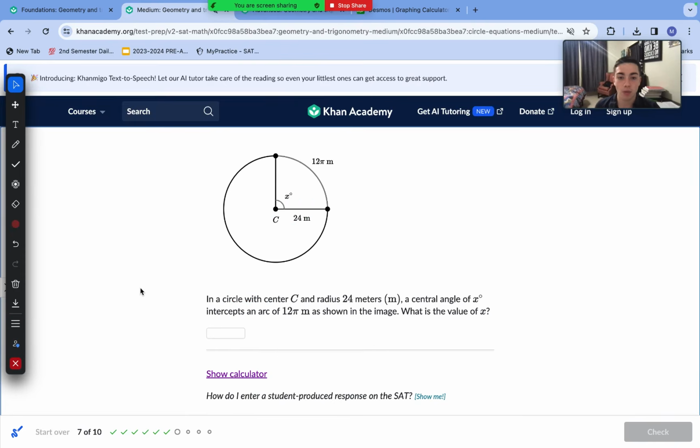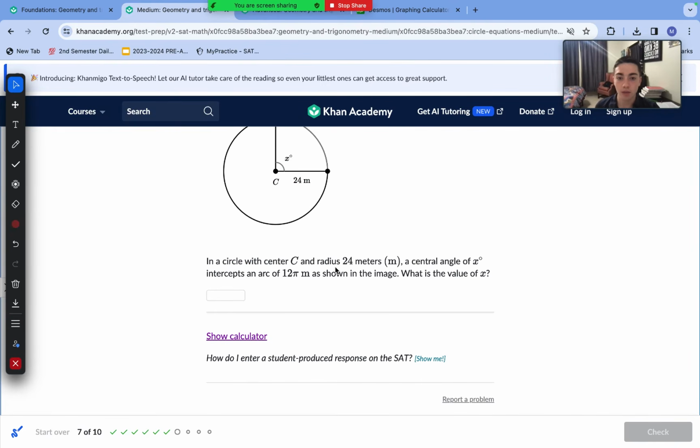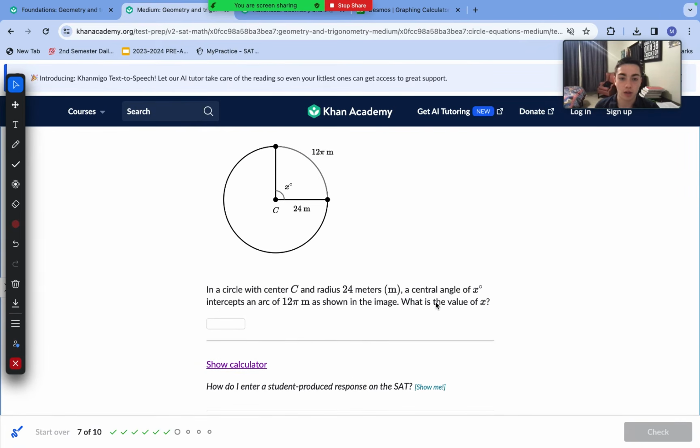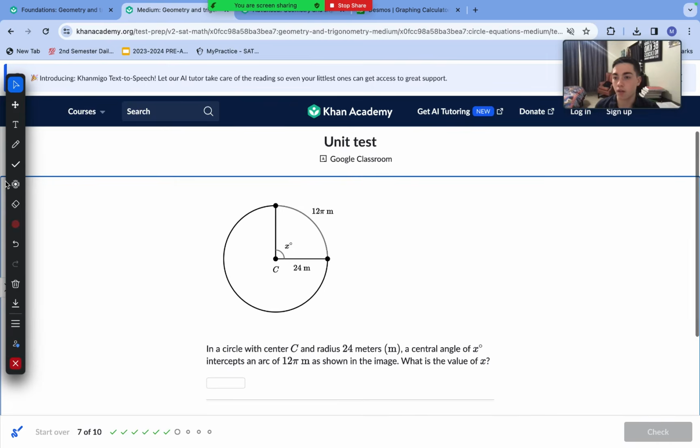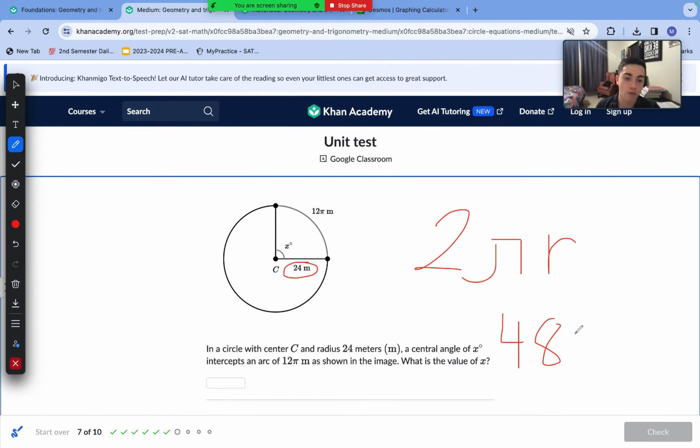Another circle problem here with radius of 24 and a central angle of x intercepts an arc of 12 pi as shown in the image. What is the value of x? So real quick here, we can take this radius and then find the circumference of the circle. The circumference of this circle is represented by the equation 2 pi r, where r is the radius, so we can just substitute in 24 for r. We get the circumference of the circle is 48 pi.